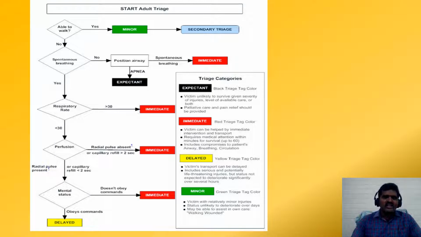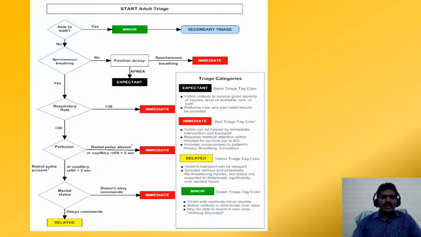If the patient is spontaneously breathing, look at the respiratory rate. If the respiratory rate is greater than 30, the patient has to be attended immediately because the patient is in respiratory distress. If the respiratory rate is less than 30, although the patient might have been in respiratory distress, he doesn't need any immediate breathing measures.